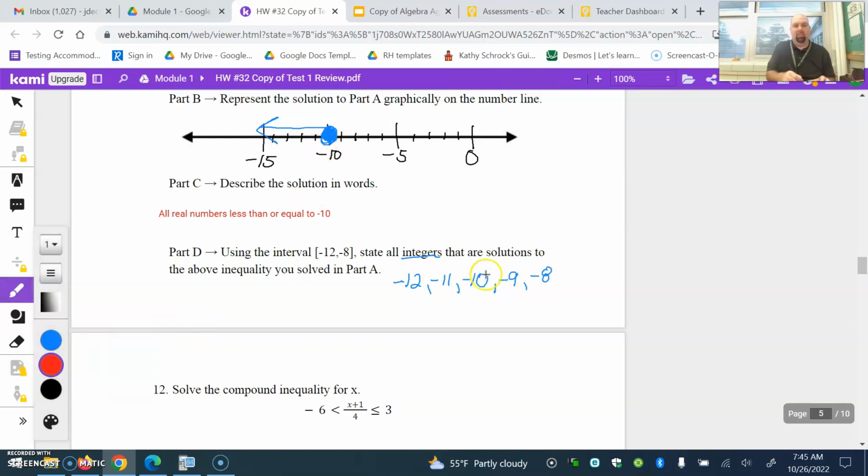So it can be -10. It can also be -11 and -12 because those are less than that. So these are the solutions to the inequality above. All right, that's it for question 11. I'm going to pause the recording and meet you at question 12.